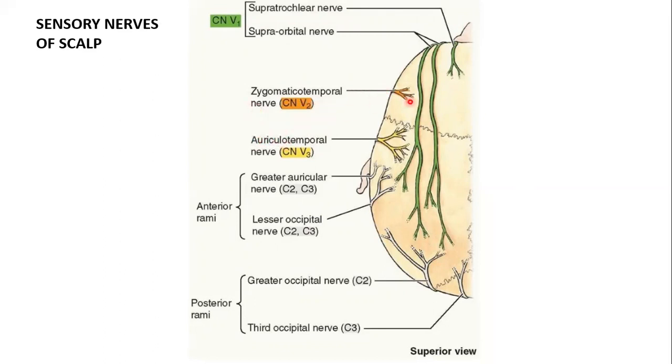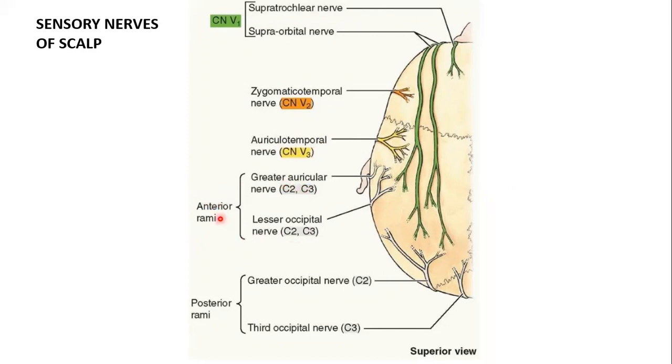nerve, coming from the maxillary portion of the trigeminal nerve, supplying this area, and from the mandibular branch, the auriculotemporal nerve. So these four branches of the trigeminal nerve supply this area of the scalp anterior to the auricle. Posterior to the auricle, again there are four branches coming from the spinal segments C2 to C3, and these two are the anterior rami branches coming from the cervical plexus.